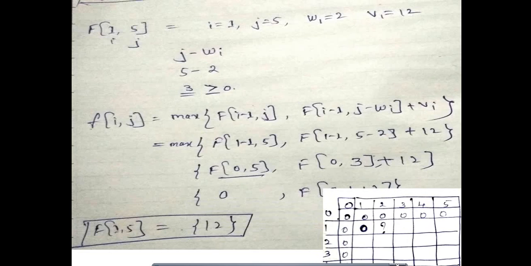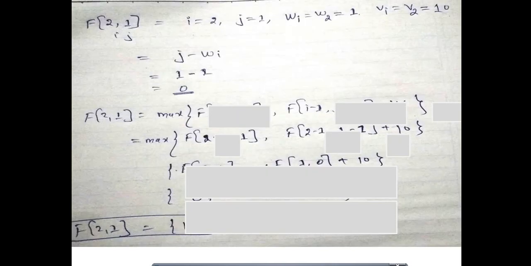Just pause the video and write it down yourself, because we have to use the same method in this formula. Okay, knapsack problem written. Now identify second row, first column.